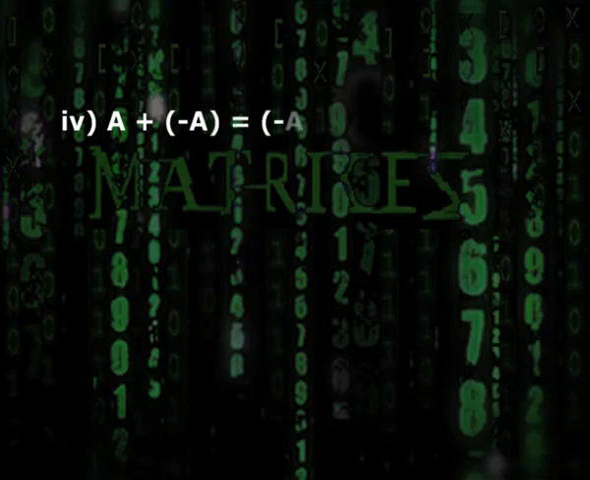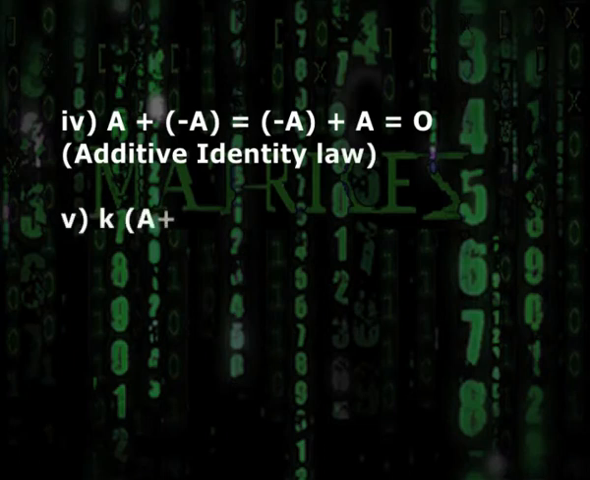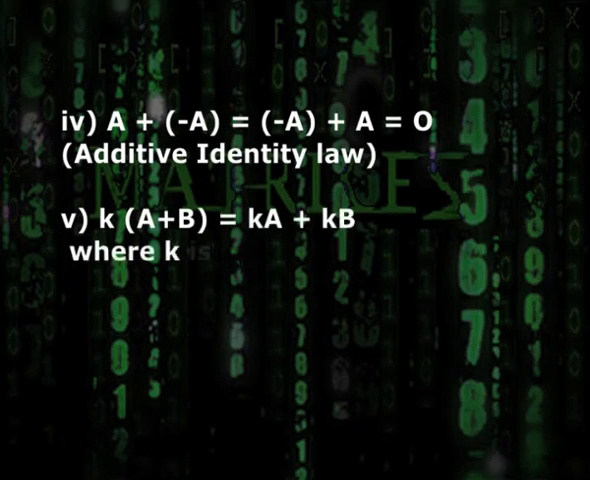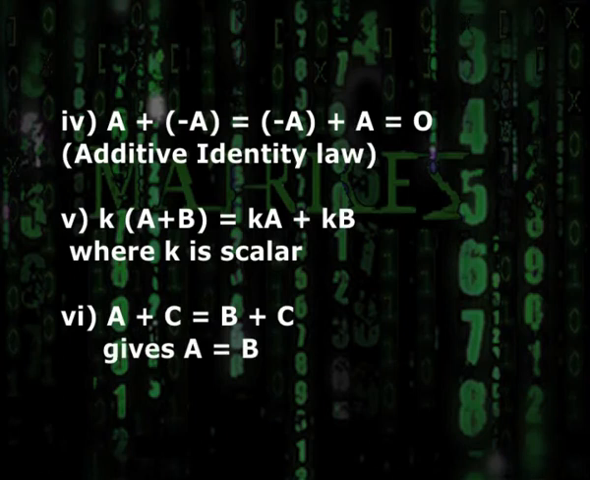Now the fourth property is A plus the negative of A is always equal to the negative of A plus A, which is always equal to a null matrix 0. So this is also an additive identity law. Now the fifth property says that when a scalar quantity K is multiplied by the sum of A plus B, we get KA plus KB, where K is the scalar quantity. Now the final property: if A plus C is equal to B plus C, then it gives us that A is equal to B.